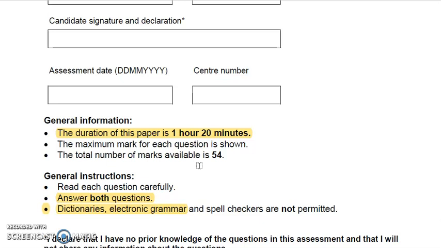Proofreading is crucial here. Now, you need to read each question carefully. That's especially important because you're expected to draw quite a lot of information from the questions, as we'll see in a little bit. Unlike in previous years, dictionaries, electronic grammar and spell checkers are not permitted, so you cannot use a dictionary in this exam. However, the way the mark scheme works now means that they are slightly more forgiving on spelling errors than they have been in previous years.